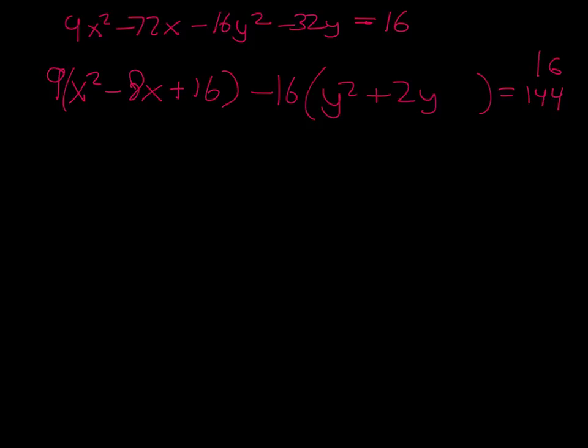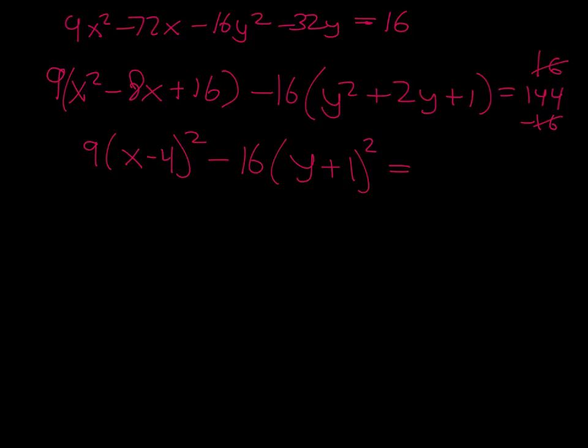And then we get 2. Half of 2 is 1. 1 squared is 1. So I'm actually on this side adding negative 16. So we got to add negative 16, which that's nice. Those cancel. All right, so now I've got 9 times the quantity x minus 4 squared minus 16 quantity y plus 1 squared equals 144.